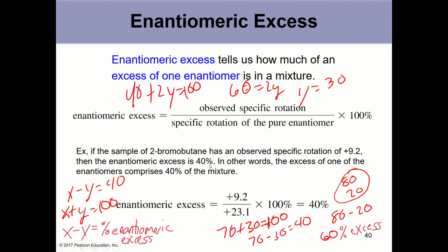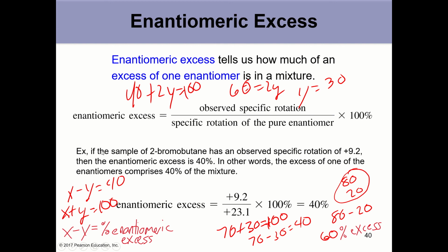We can use specific rotation to calculate what we call enantiomeric excess, or the excess of one enantiomer in a mixture. Enantiomeric excess is the observed specific rotation divided by the specific rotation of the pure enantiomer times 100%. There are other methods to determine this as well.